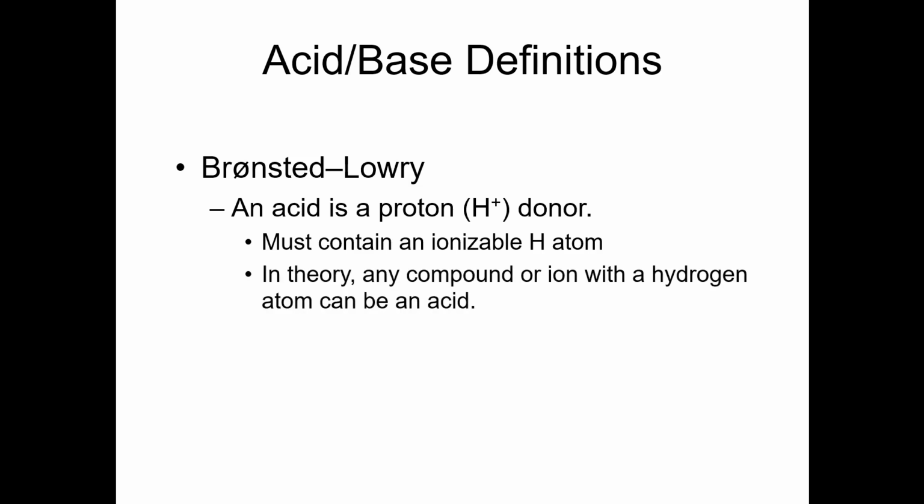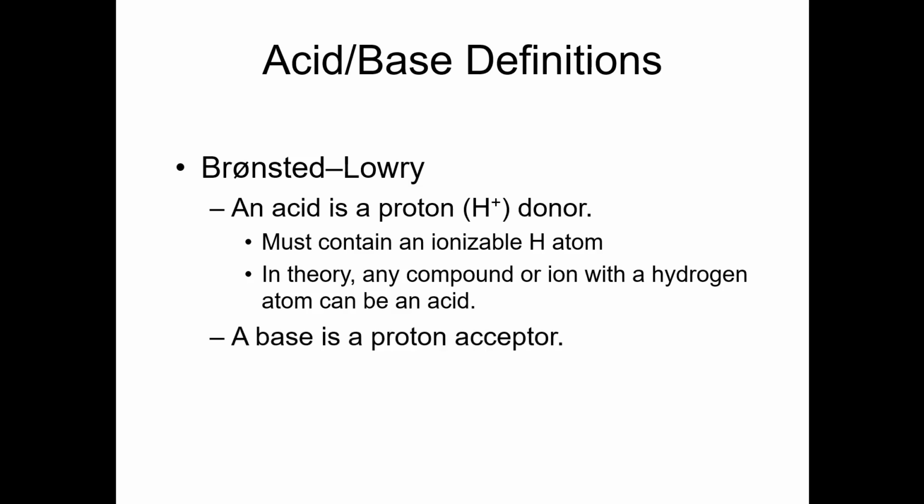In theory, actually, any compound or ion that contains a hydrogen atom could be an acid. It simply has to do, in the end, with what the magnitude of the equilibrium constant is. And I'll talk about that a little bit more in just a second. So there are certain things with hydrogen atoms that we consider acids, and there are certain things with hydrogen atoms that we do not consider acids. But in fact, anything with a hydrogen atom can, in theory, be thought of as an acid.